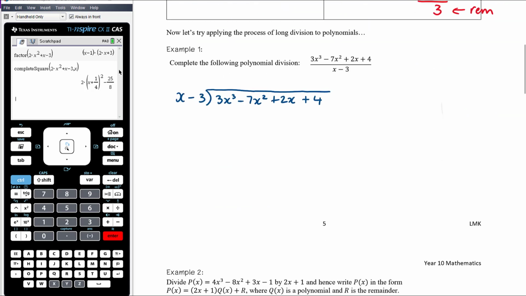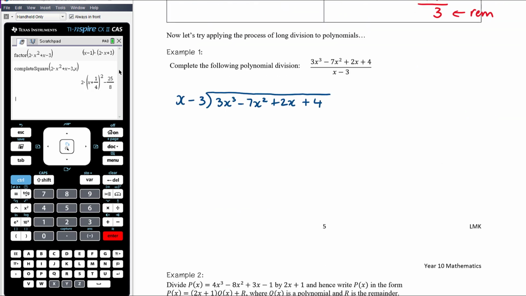Now, with the polynomials, we're not going to be trying to work out how many times does x minus 3 go into 3x cubed, because that's going to get very complicated. We're just going to focus on how many times does x go into 3x cubed. All the other things will work out in the wash as we calculate our remainders.